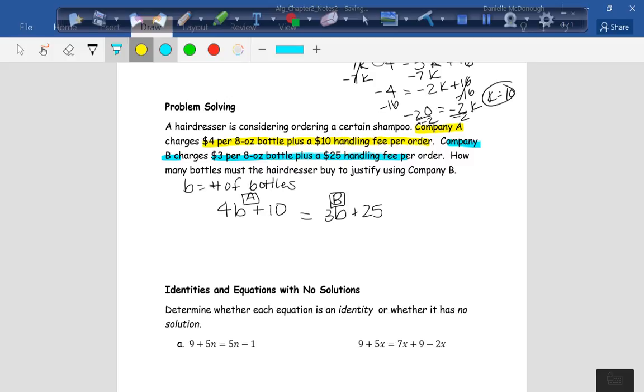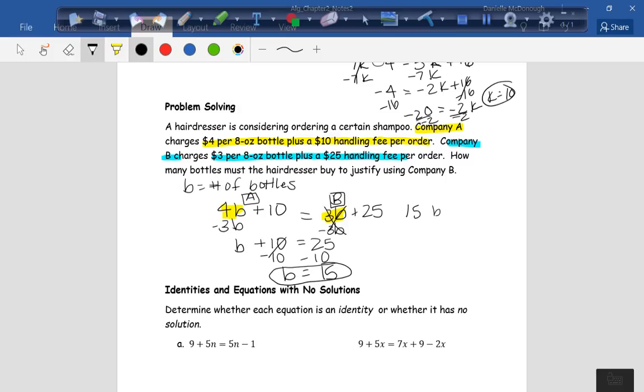So again, we're just going to solve this. Let me get my highlighter. I have 4b, 3b. If I look at this, there's nothing to simplify on each side. I'm going to start by subtracting 3b on both sides. So this is equal to b, or 1b, plus 10 equals 25. And then I'm going to subtract my 10 on both sides to get b is equal to 15.